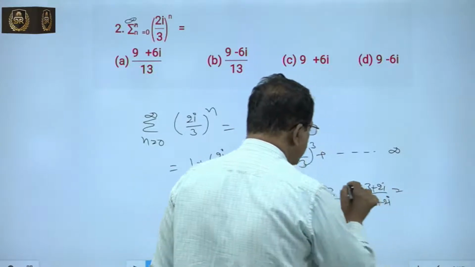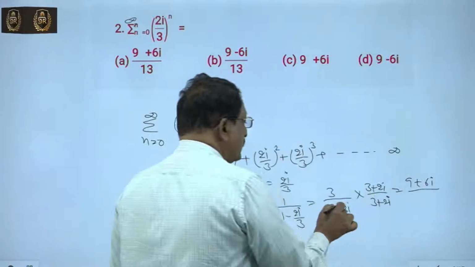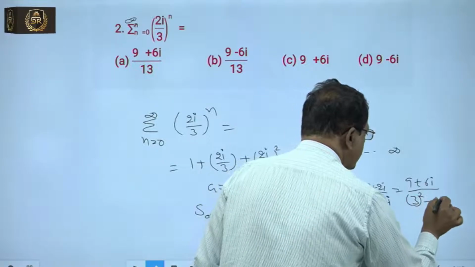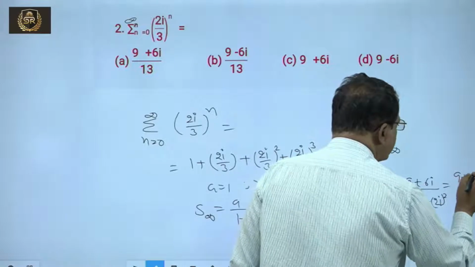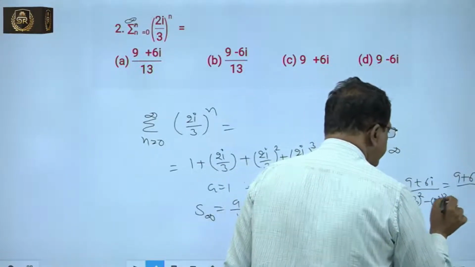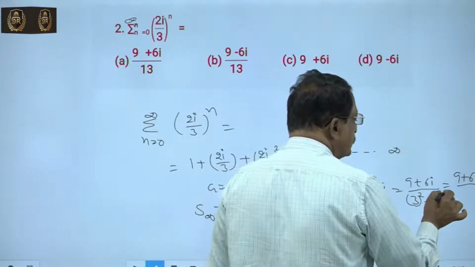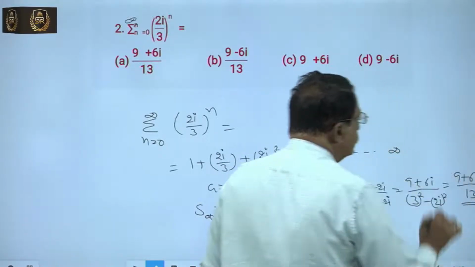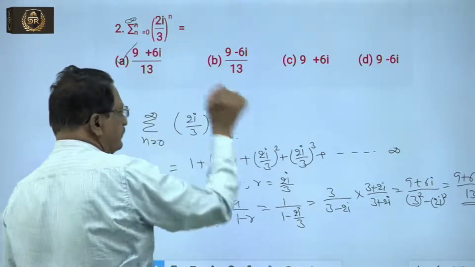That equals 9 plus 6i by, using a minus b into a plus b equals a square minus b square, 3 square minus (2i) whole square. That equals 9 plus 6i by 9 plus, since i square equals minus 1, minus of minus, plus 2 square 4, so 9 plus 4, 13. Now 9 plus 6i by 13. Now, first option.